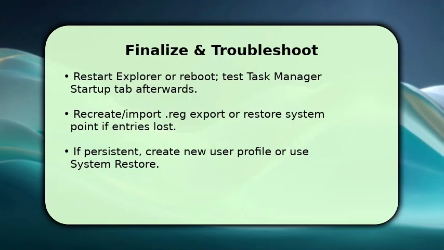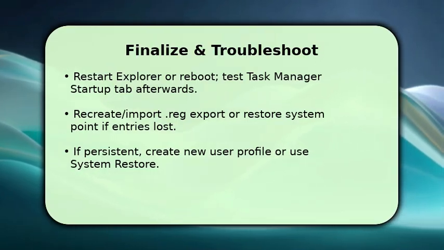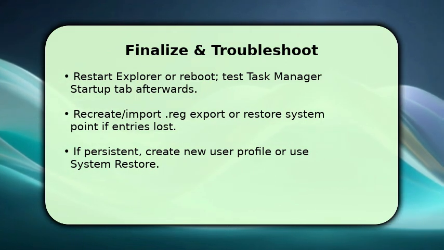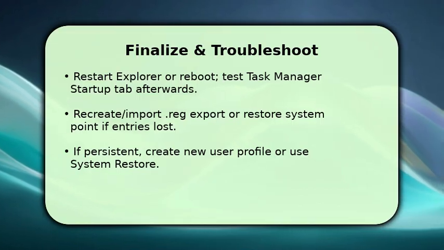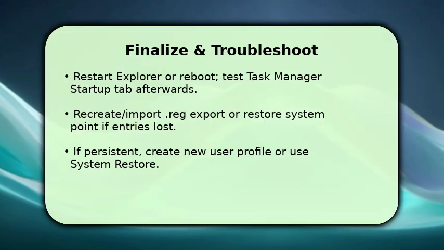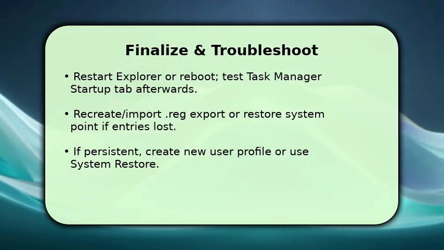If Task Manager still shows nothing, restore a recent system restore point or create a new user profile. Task Manager behavior can follow a corrupted user hive. Tip: if changes fail, check Event Viewer for registry or permission errors and address those first.